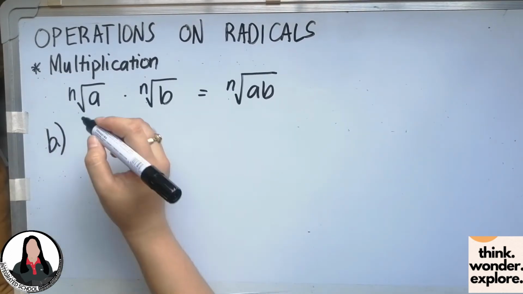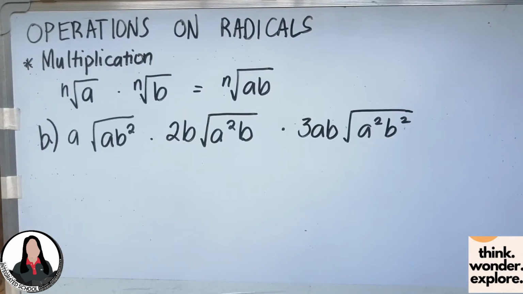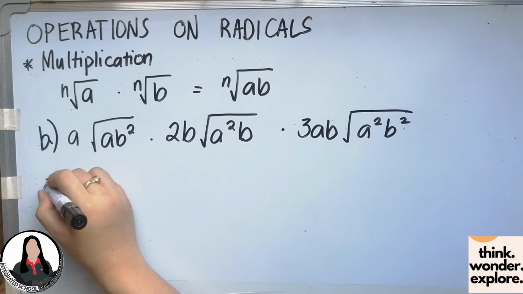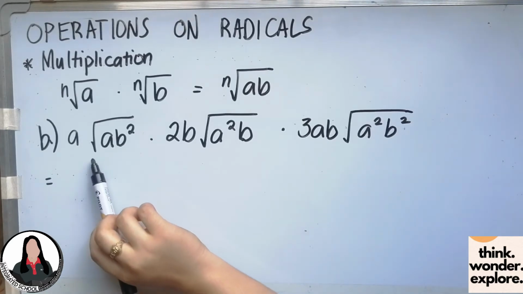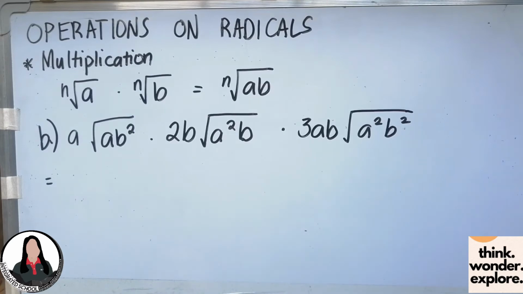Another example, we have a square root of ab squared times 2b square root of a squared b times 3ab square root of a squared b squared. Okay, so para mas mabilis natin siyang ma-multiply, paghiwalayin natin ang lahat ng numerical coefficients na nasa labas ng radicals at ang radicands na nasa loob ng radicals. So, kung mapapansin natin, again, iisa ang kanilang indices. Therefore, we can rewrite them sa isang radical expression.